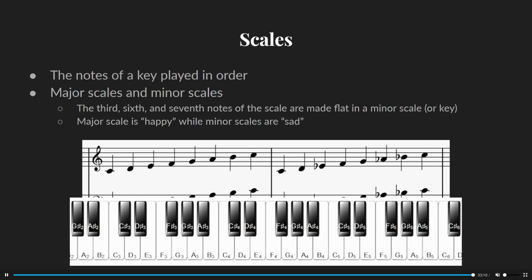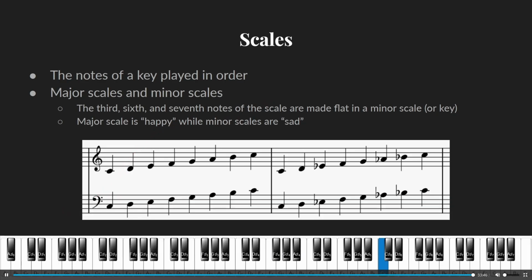So a scale is the notes of a key that you would play in order. So I've been playing that a bunch. You've been hearing the E major scale. Right here, I've got the C major scale. However, you'll notice I've got another scale here, and this is with a couple of the notes made flat. And those are going to be E flat, A flat, and B flat.